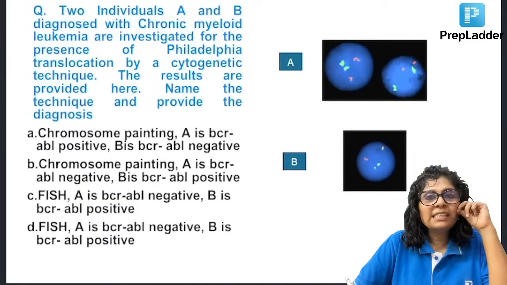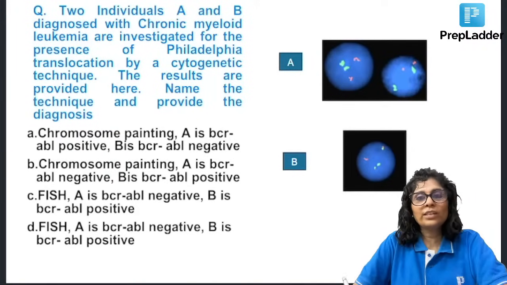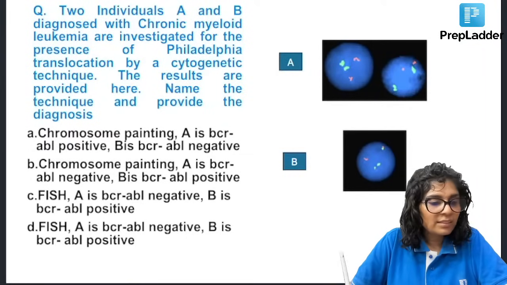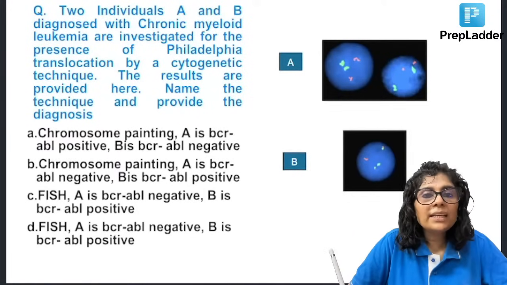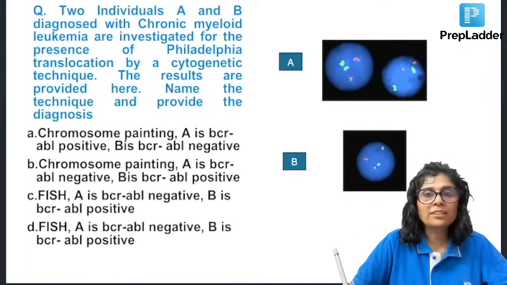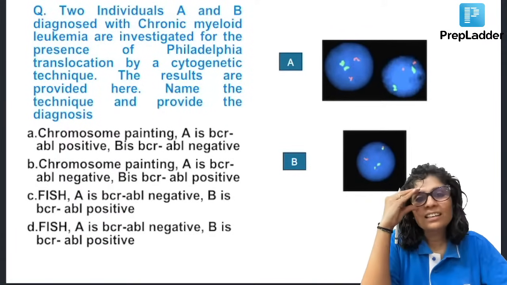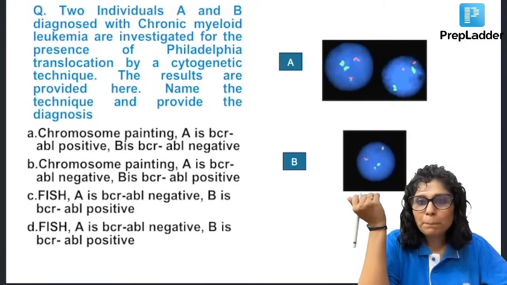Two individuals A and B diagnosed with chronic myeloid leukemia are investigated for the presence of Philadelphia translocation by a cytogenetic technique. The results are provided here. Name the technique and provide the diagnosis. You know the technique, right? What is the technique? It is FISH. And tell me person A and person B.